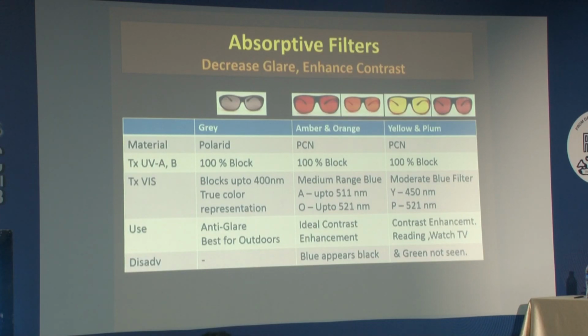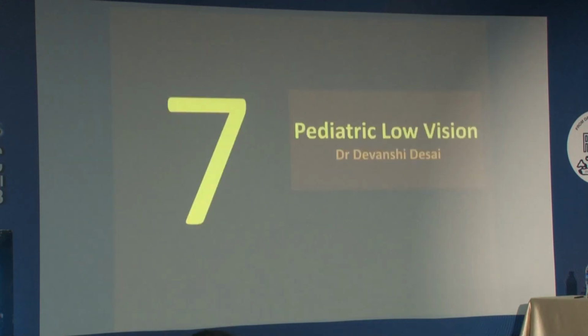There are no disadvantages to the Polaroid gray filters, but with the rest of them, when you use these filters, blue color appears black and green is not seen when a patient wears them. So one must inform the patient about this, otherwise he'll come back running to you, saying, "Sir, I'm seeing less."